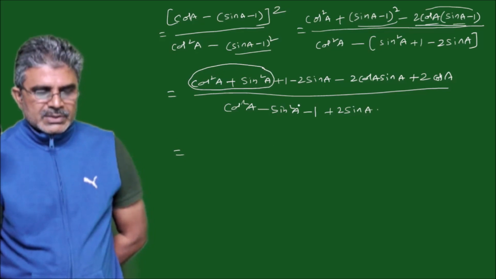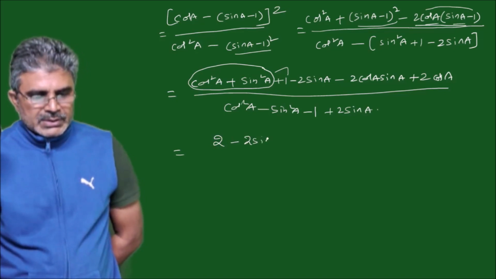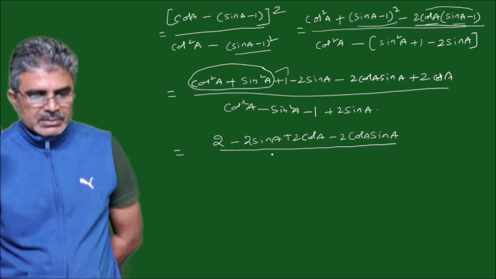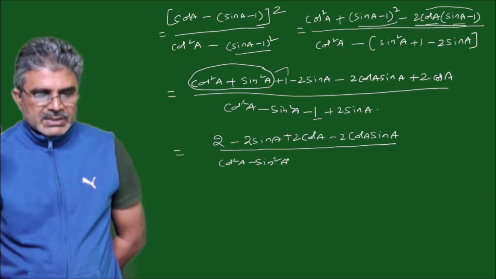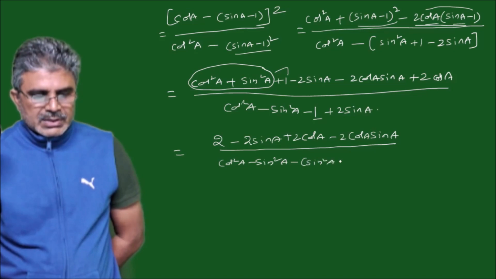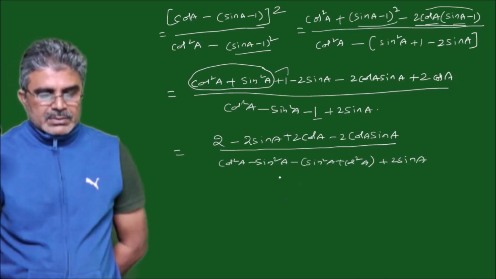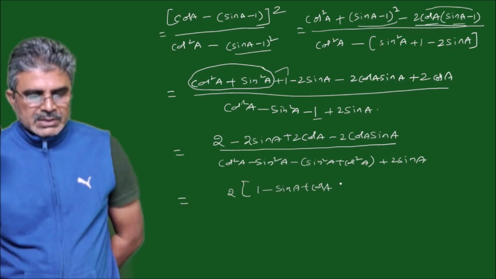Which is equal to, you have 1 in the numerator from this identity, 1 plus 1 is 2, so you have 2 minus 2 sin A plus 2 cos A and minus 2 cos A sin A in the numerator, divided by, below you have cos square A minus sin square A. This minus 1 I want to write as sin square A plus cos square A plus 2 sin A, because I want to cancel some terms here. So on the top, if you take 2 as common, you will have 1 minus sin A plus cos A minus cos A sin A.